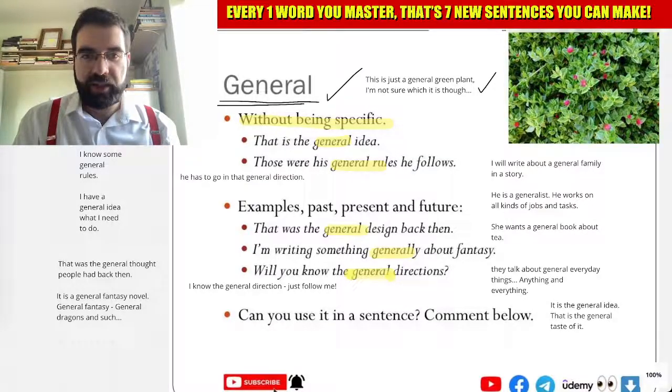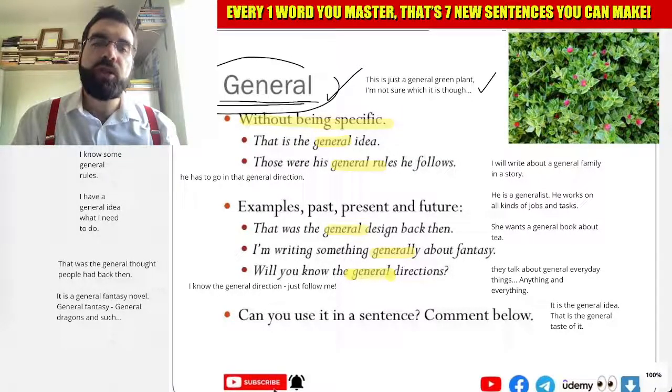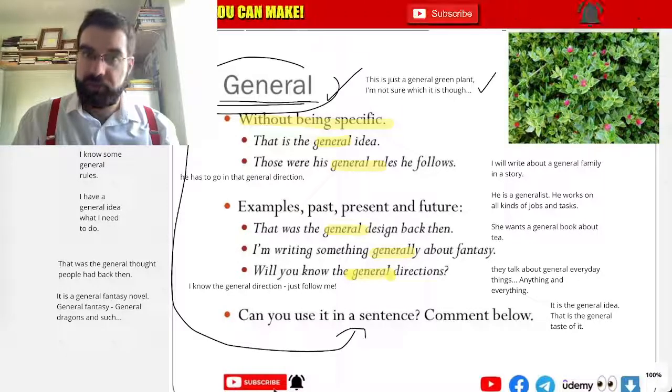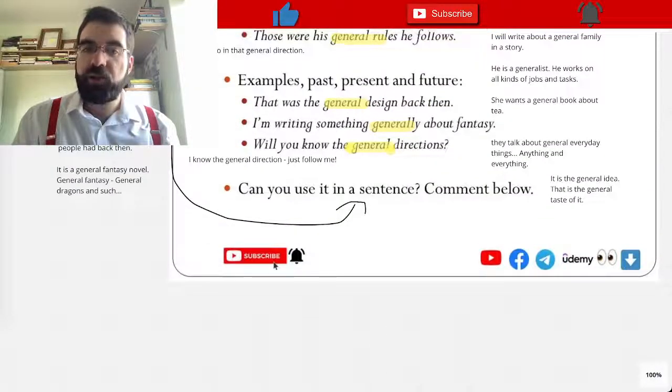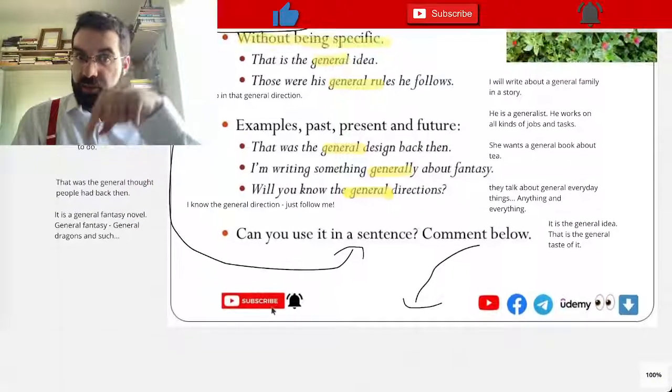Yeah, general. So, can you use general in a sentence? And can you write it in the comments below?